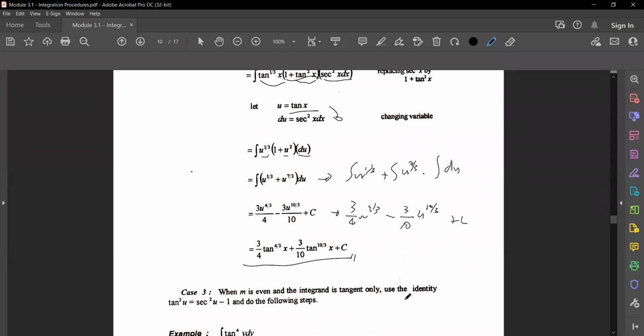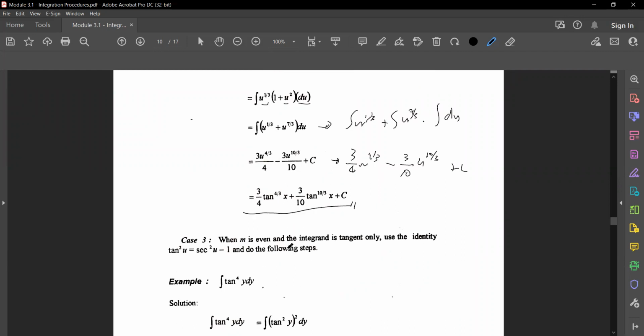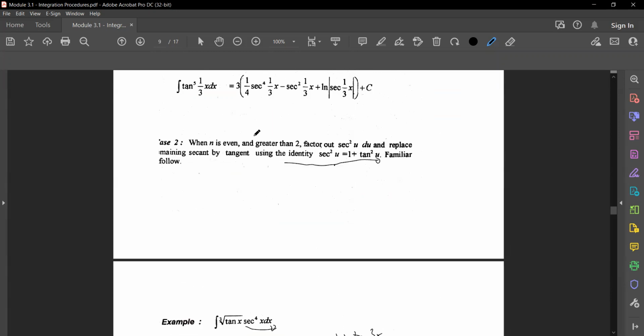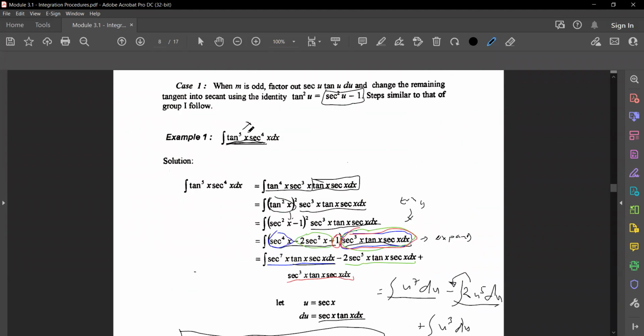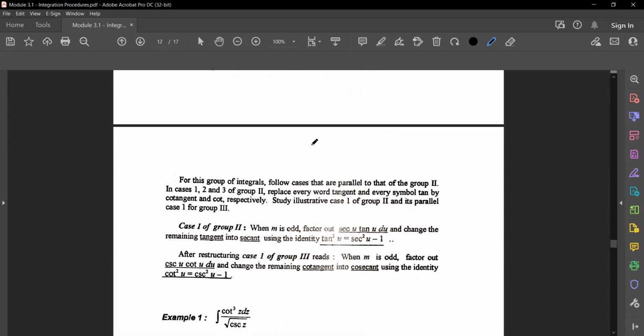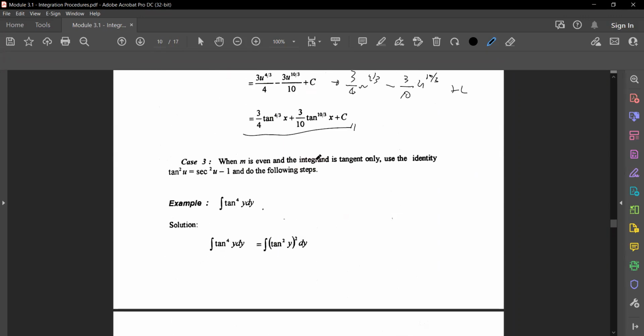Okay, so for case number 3 naman, when m is even and the integrand is tangent only. So titingnan nyo yung mga problems kung anong case ang belong. We can use case number 3 kung yung integrand mo is tangent only. Pero pag may secant yan, then of course that's another story. Gagamitin mo yung case number 1 natin pag may secant siya, pero gagamitin mo lang siya if naka-add yung exponent natin, makagamit ka lang ng even. Kung tangent only, meaning walang secant dito, in that case you can use the cases using the even number.